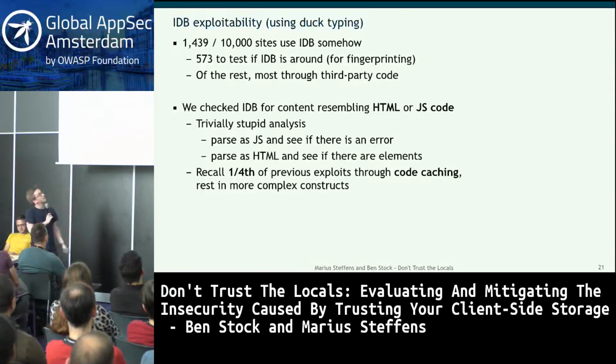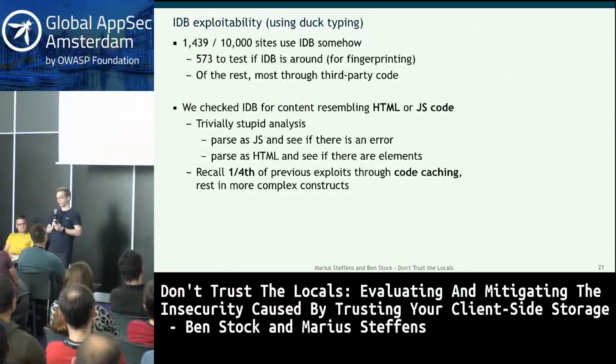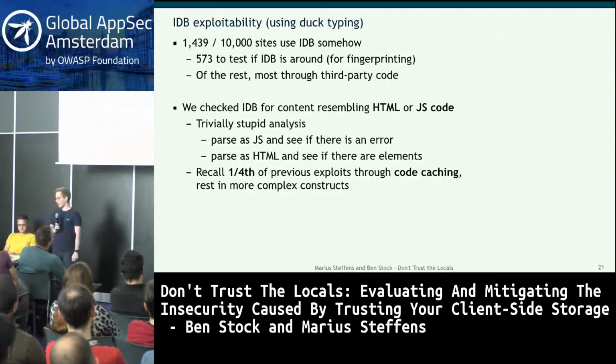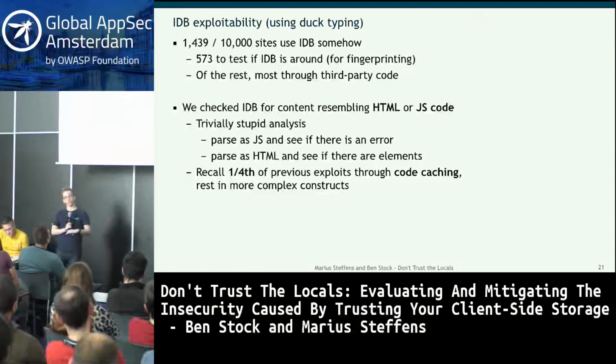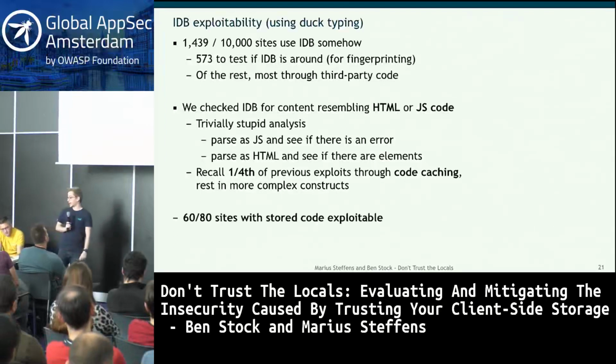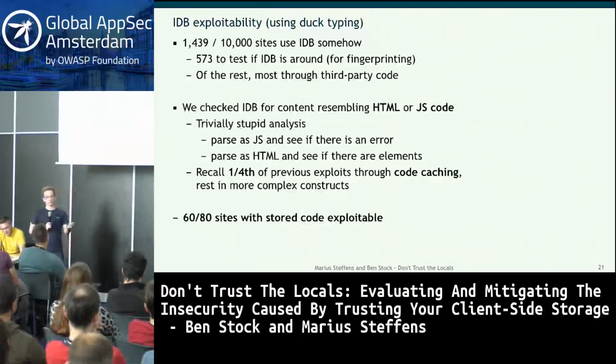As already hinted at, we looked at entries which resemble JavaScript code, so we parse it as JavaScript and see if there's an error. If not, nice, we found JavaScript code. And we also parse it for HTML, look for tags, and if there are tags, we substitute some HTML payload in there. Looking at what we found with the taint engine, we found 100 cases where there was client-side code caching. And this gives us already a pretty good feeling that we'll probably find something here. And indeed, we found 80 sites which had a flow originating from IndexedDB going into a sink.